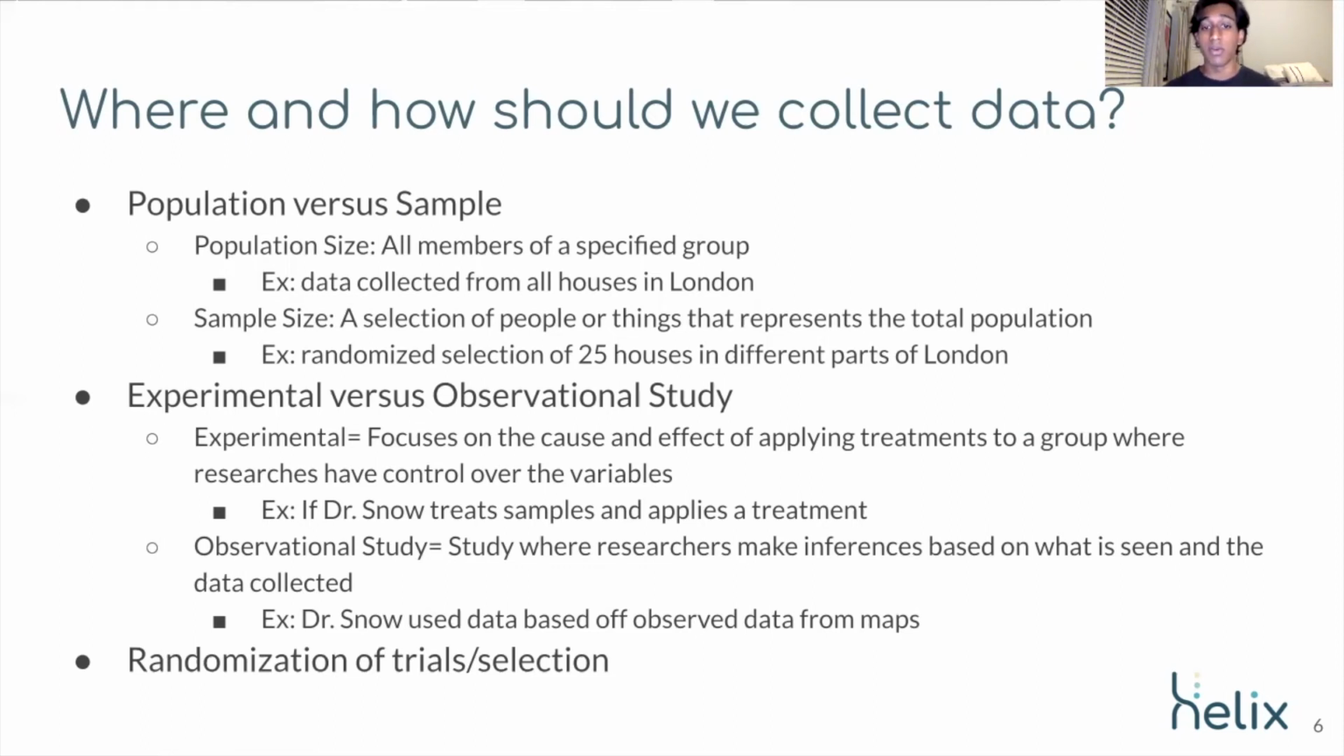Next, moving on to what an observational study is. This is a study where researchers make basic inferences on what they've seen from data and the data they've collected. So this is, in a sense, what Dr. John Snow was actually doing. He was simply using his data and making observations and inferences about the total population from the data he collected using the maps. However, he wasn't actually applying any treatments or trying to determine any cause and effect in terms of applying a treatment and expecting a result.